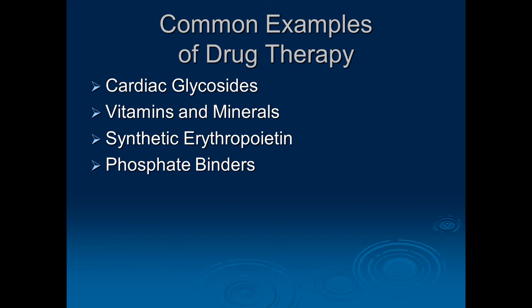Some common examples of drug therapy used in clients that have renal failure are cardiac glycosides, vitamins and minerals, synthetic erythropoietin, and phosphate binders. The cardiac glycosides are used when heart failure induces kidney failure or disease and makes it worse. Some examples of cardiac glycosides include digoxin, nova-digoxin, different forms of digoxin basically.